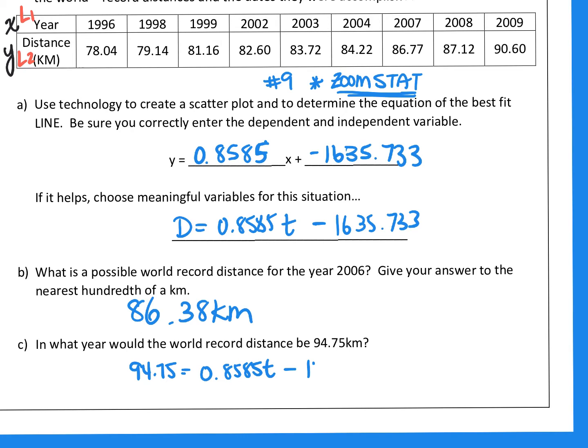So 94.75 equals 0.8585t minus 1635.733. So I'm going to add that over and divide by 0.8585, and I'm able to calculate that. The answer is 2015.7. So probably in 2016 would be about the time that we hit that record of 94.75 kilometers.